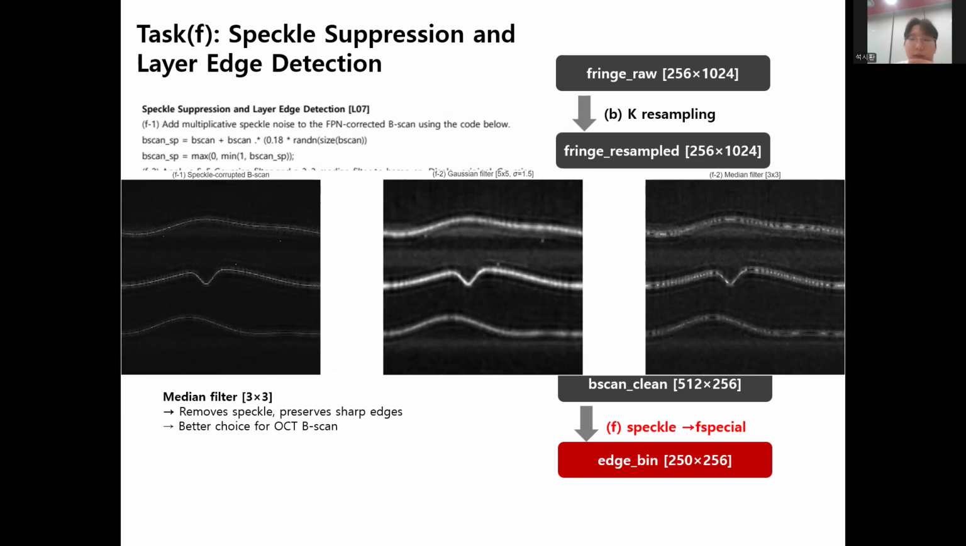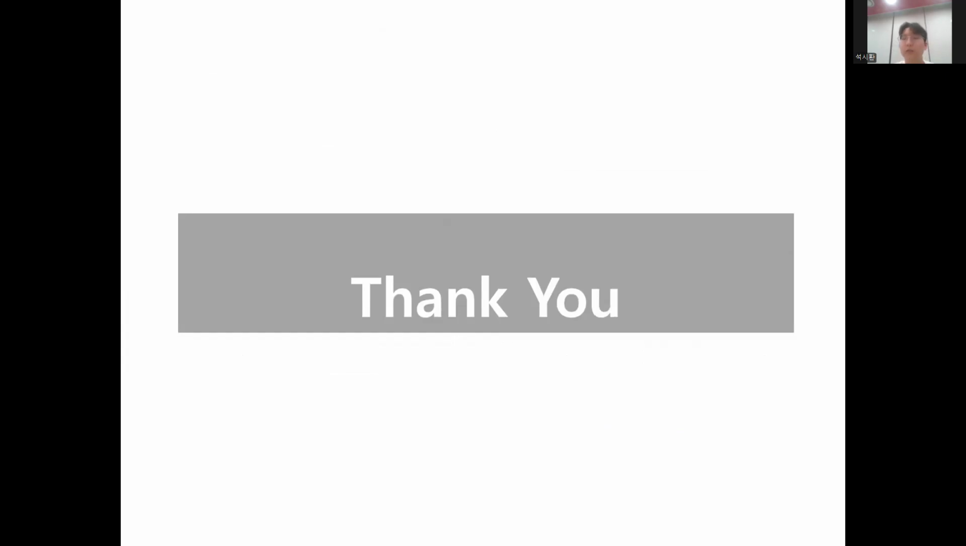The three images confirm this. The Gaussian filtered result in the middle is visibly smoother, but the layer boundaries are softer. The median filter result on the right suppresses the speckle while keeping the layer edges sharp and well defined. That concludes the presentation. The full method code is available in the solution, and I am going to demo the code.